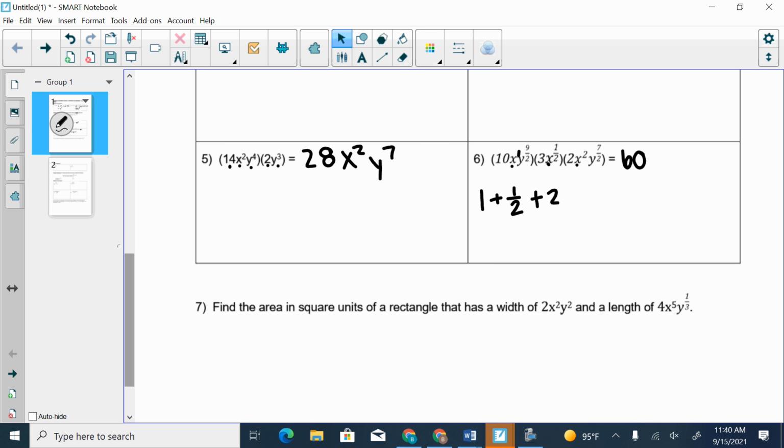So I've got 1 plus a half plus 2. What's that going to give me? 3 1/2. But we can't have this as an exponent. So I need to turn it into an improper fraction. So you can do that 2 ways. If you just typed this in your calculator, it may go ahead and do it for you, right? It'll make it an improper fraction.